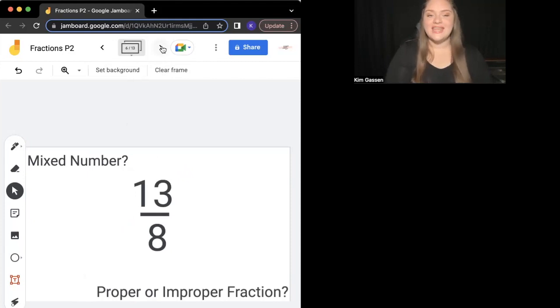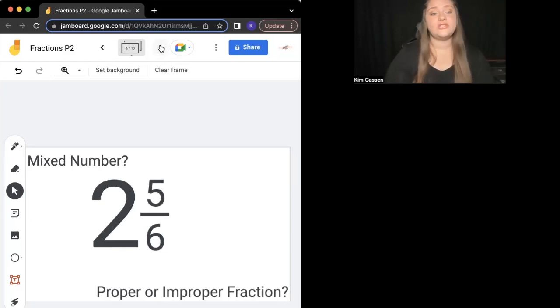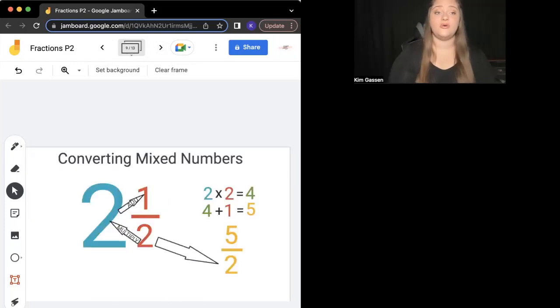If we have 13/8, is that proper or improper? That is improper. Good job. If we have 3/8, is that proper or improper? Correct, it is proper. If we have 2 5/6, is that proper or improper? That is proper because the numerator is smaller than the denominator. And the whole number is on the outside, so it is also a mixed number.